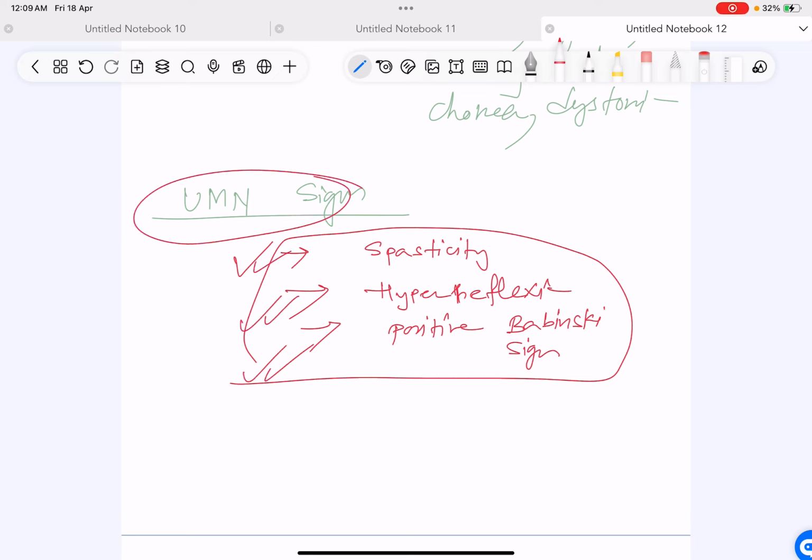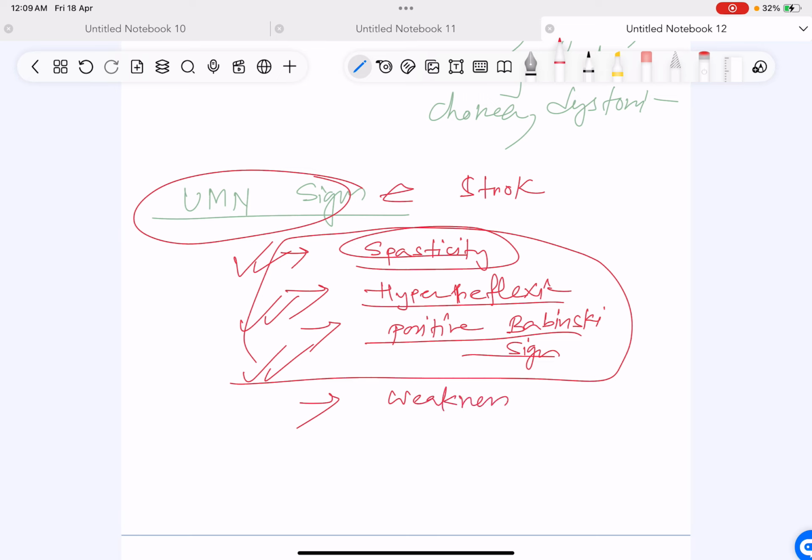Upper motor neuron signs are seen in conditions like stroke. The person will have spastic limbs, hyperreflexia, positive Babinski signs. The fourth symptom of the upper motor neuron sign is weakness, which will be in the form of paraesthesia or paralysis, any of the two.